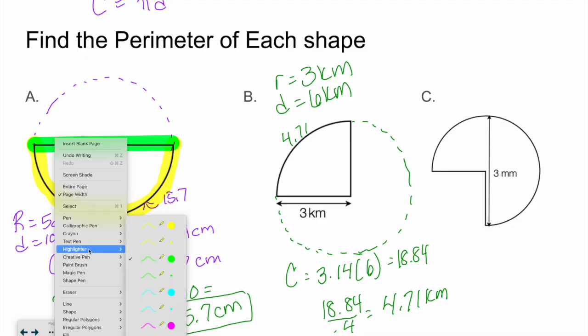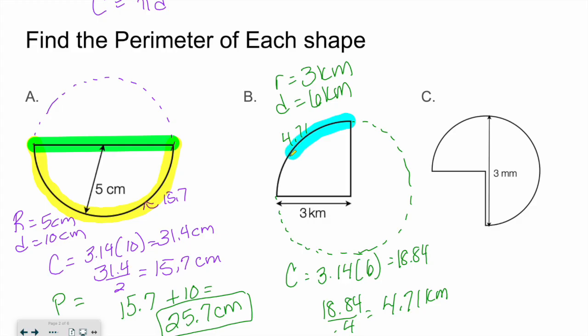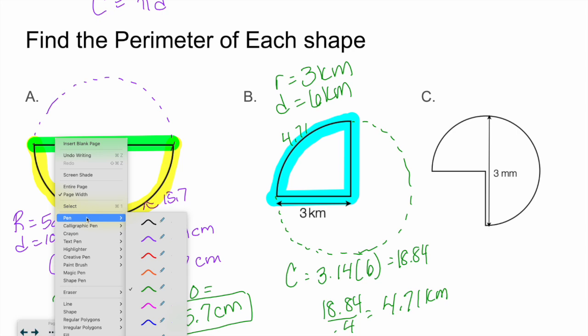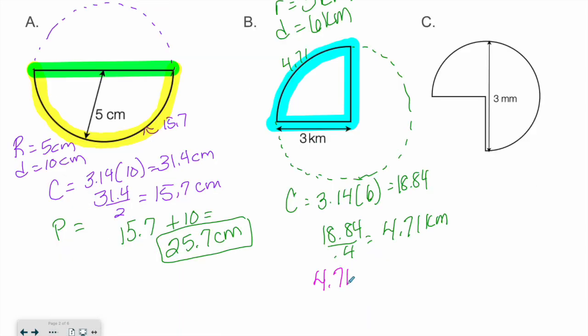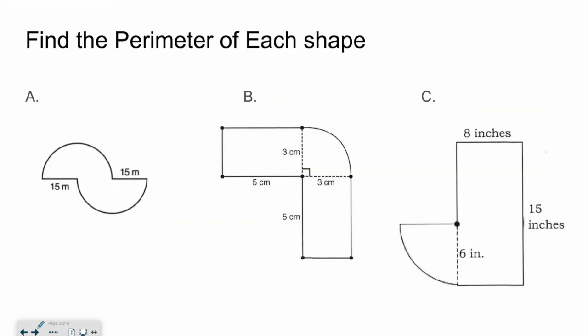If I walk around the shape, I have the curved part, but then I also have this flat side, which is my radius of 3, and this straight side, which is my radius of 3. So we add the 4.71 plus 3 plus 3, and we end up with 10.7 kilometers if we round to the nearest tenth.